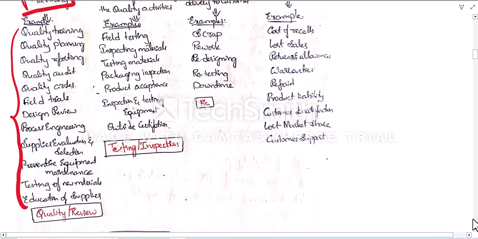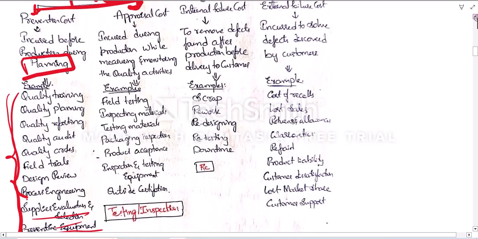Just one key point: if you see any quality, it will be prevention cost. If you see any review, it will also be prevention cost. So go through that: education of suppliers, testing of new materials, preventive equipment maintenance, supplier evaluation and selection, all these will be incurred before the production only. So that cost is called prevention cost.